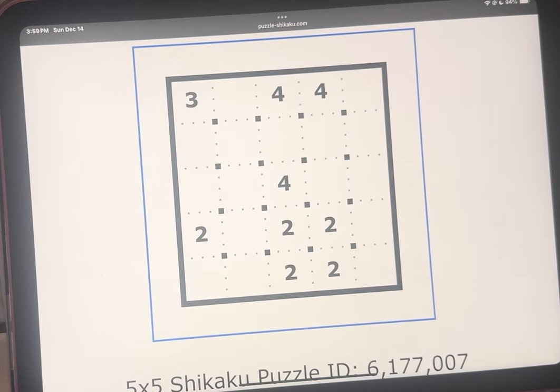But yeah, that's the basics of a Shikaku puzzle. As you practice, you get to understand it more, and it actually becomes fun and satisfying to solve.